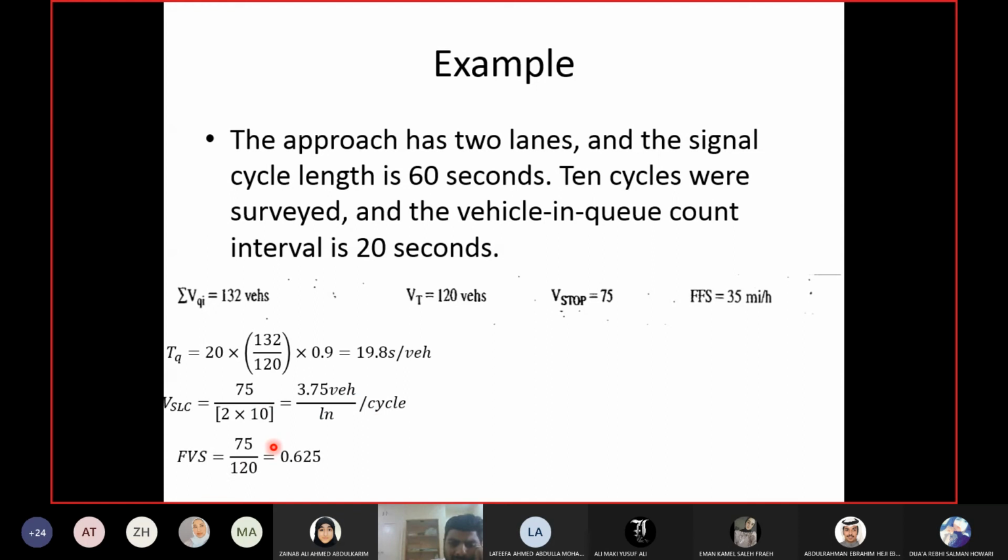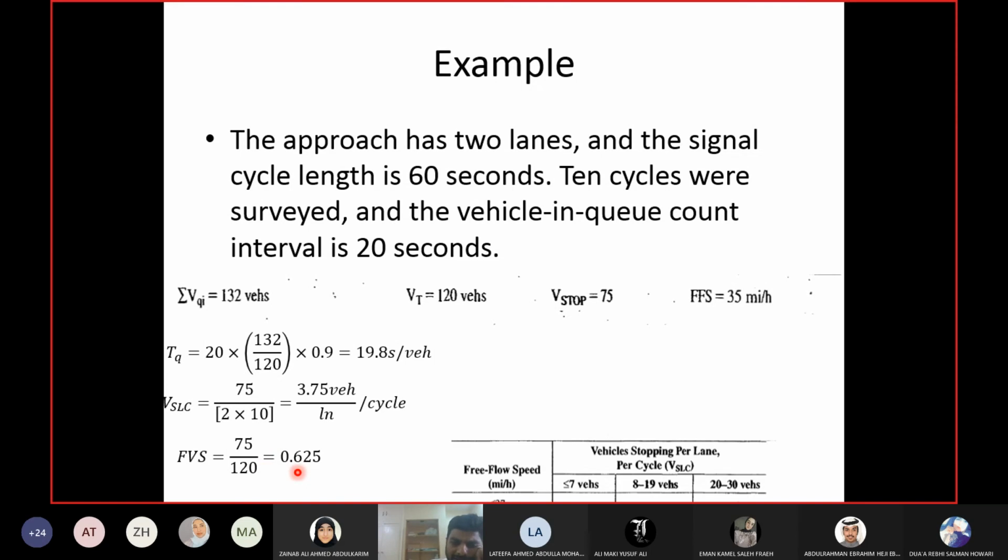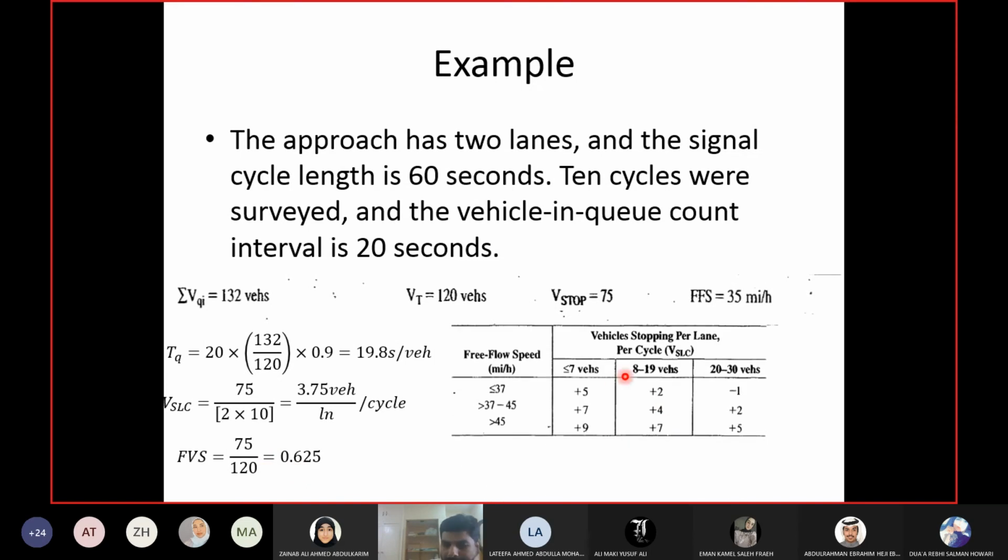Then you find out FVS. Vehicles stopped 75 upon total number of vehicles 120. So fraction of vehicles stopped is 0.625. Then for control delay, you will find out the correction factor from the table. So this is the table. VSLC 3.75. So here, first column, FFS 35, first row, so the correction factor is plus 5. So your delay is 19.8, which is the time in queue delay, plus FVS times correction factor. FVS 0.625, correction factor 5. So you add them together. The delay caused by this signal is 22.9 seconds per vehicle.